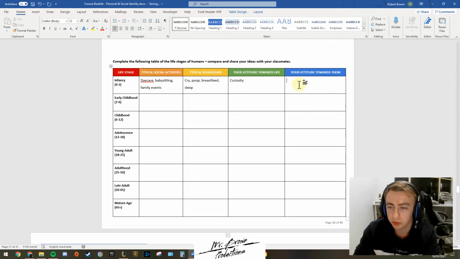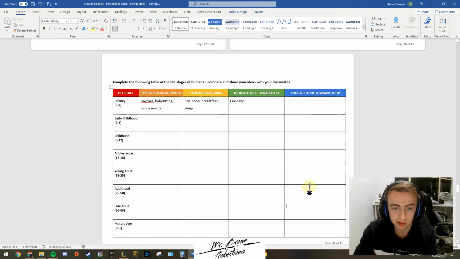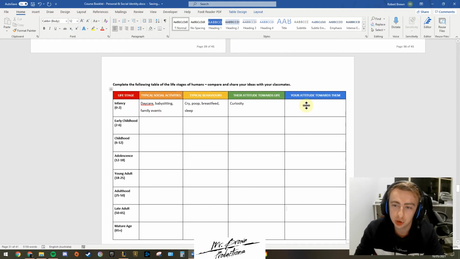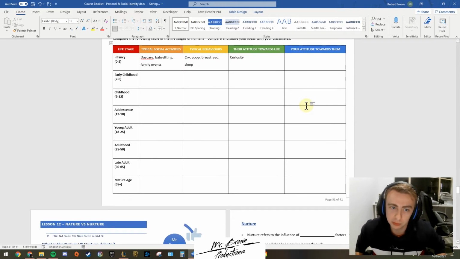Obviously, and then I want you to write your attitude towards them. So obviously this is more a justification of your own view towards them. And the idea is I want to see at the end of this if you guys have some very shared attitudes or characteristics towards people. So we might do one. We'll start with adolescence, but then I want you guys to do the next ones.